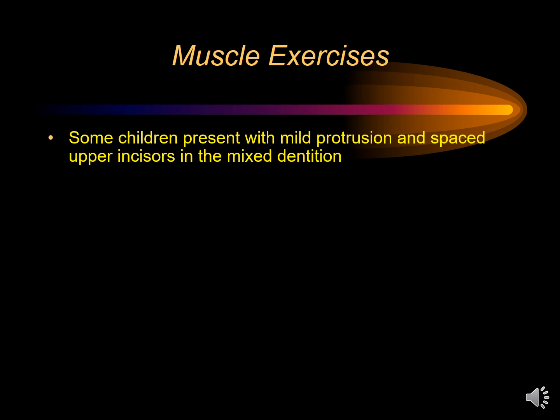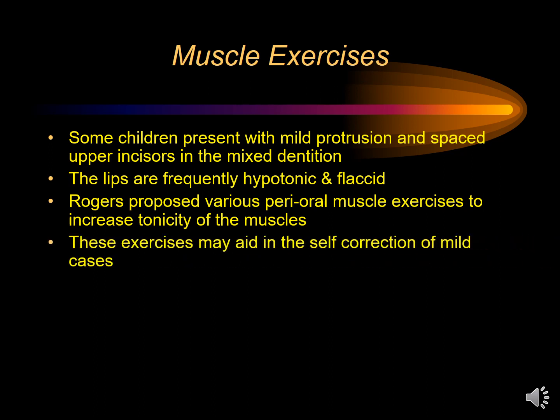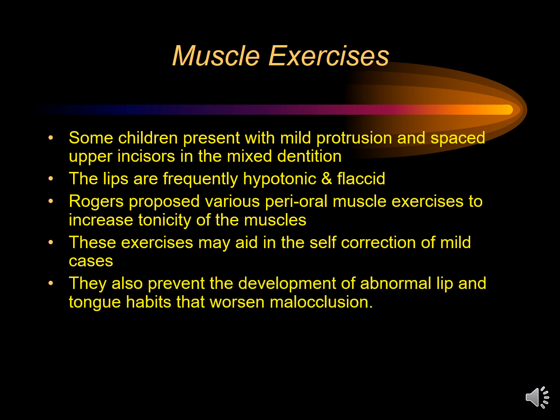Some children present with mild protrusion and spaced upper incisors in the mixed dentition, and the lips are frequently hypotonic and flaccid. Rogers proposed various perioral muscle exercises to increase tonicity of the muscles, and these exercises may aid in the self correction of mild cases. They also prevent the development of abnormal lip and tongue habits that worsen the malocclusion. The muscle exercises must be done at least 30 minutes a day for 4 to 5 months.